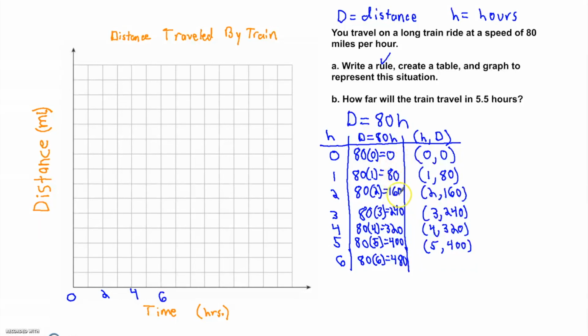Notice that we've gone up by 80 each time, which makes sense because we're traveling at 80 miles for each hour. So after 6 hours, hopefully it's a fun train ride, you've traveled 480 miles. From here, all we now need to do is plot these points.